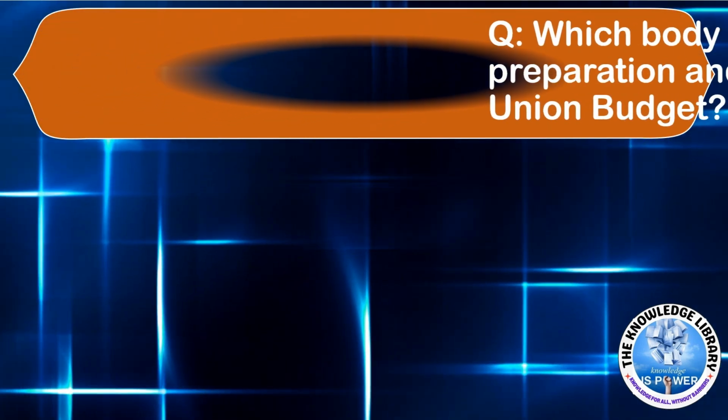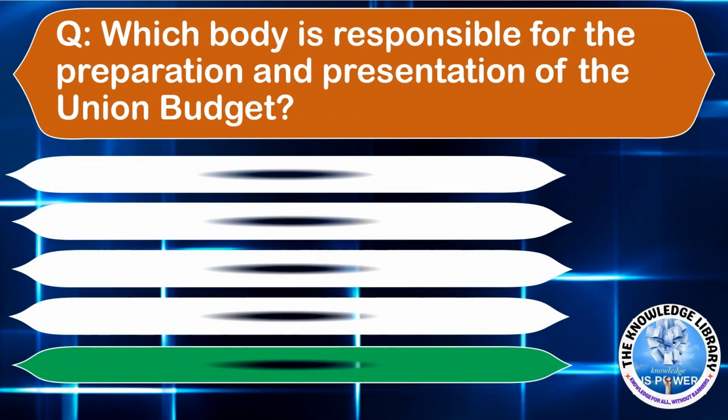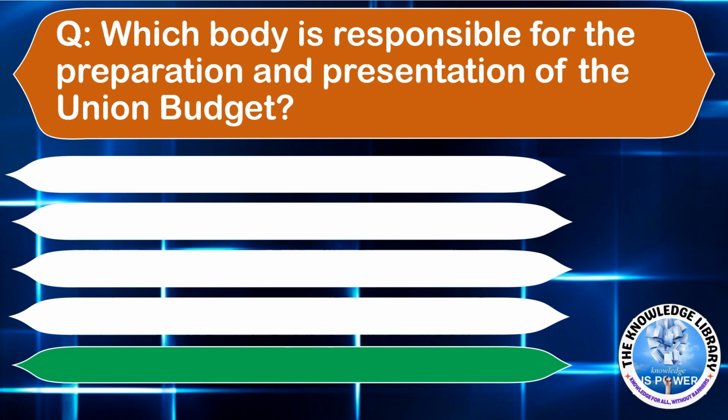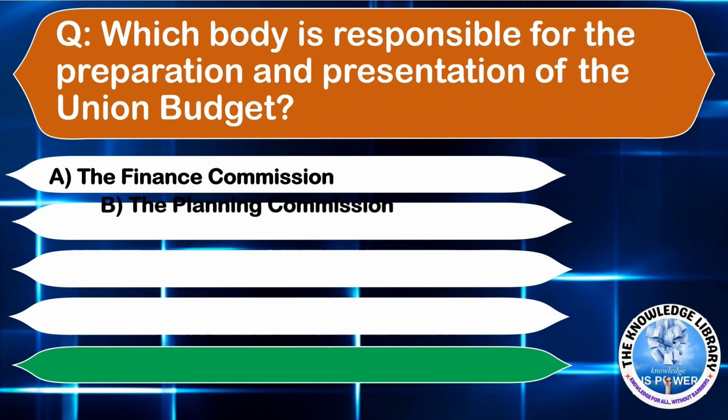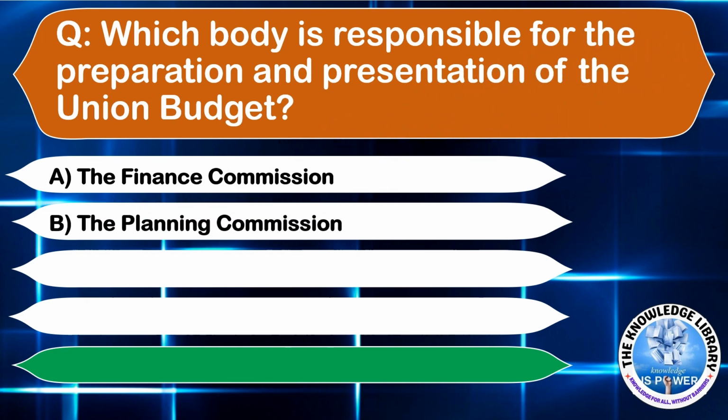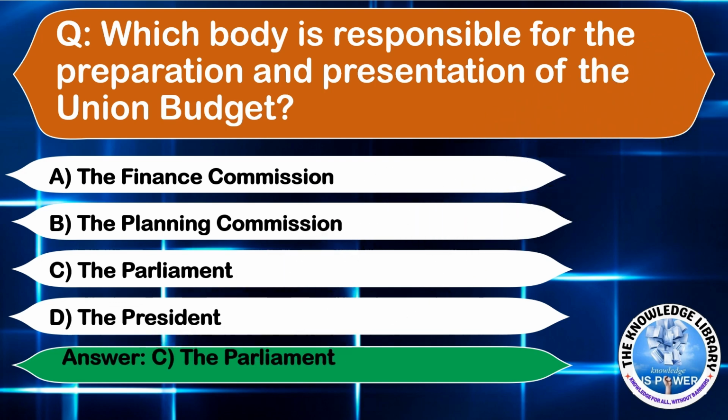The next question is, which body is responsible for the preparation and presentation of the union budget? Option A, the Finance Commission. Option B, the Planning Commission. Option C, the Parliament. Option D, the President. Correct answer is option C, the Parliament.